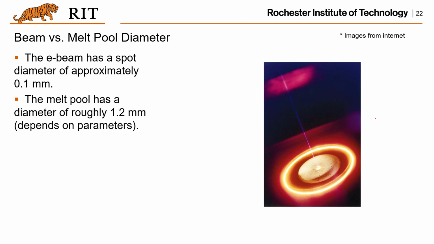Also some parameters, I mean some dimensions for the beam and melting pool diameters. Approximately the electron beam has a spot diameter of 0.1 millimeter, and the melting pool will be roughly 1.2 millimeter.